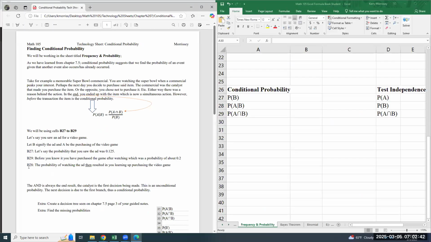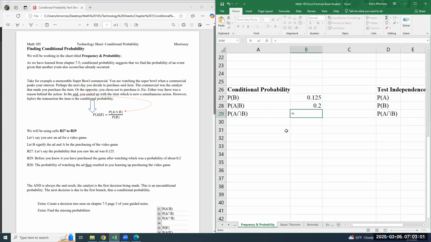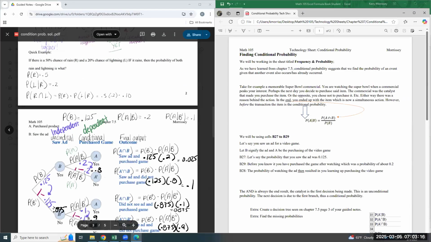There is a mistake on here. I swapped these two cells by accident. So this should be labeled as B28, and this is B29. We said that this was 0.125. That is going to be something that's given. So we saw the ad, and the events leading up to it is 0.2, so 20%. And your end result here is going to be equal to B times A. And this branch is 0.25. So this is going to be about 2.5%. And that is going to be the outcome.